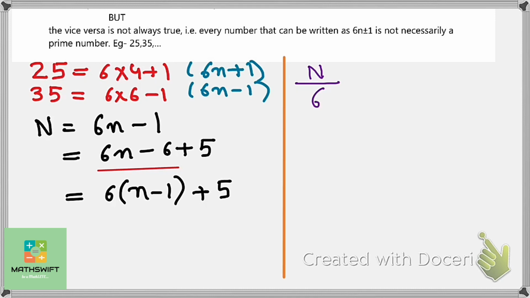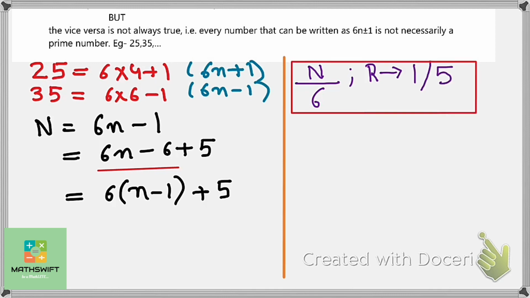So cannot we say that if we divide such a prime number, that is a prime number which is greater than 3, by 6, it always leaves either 1 or 5 as a remainder. Now we'll use this result to solve this question.